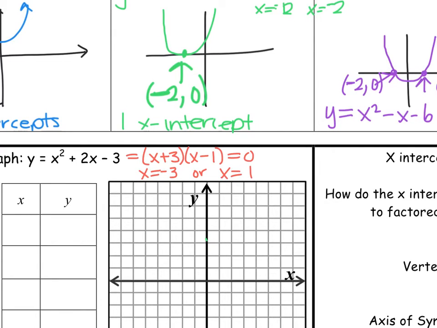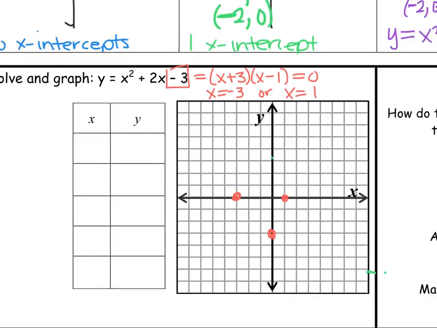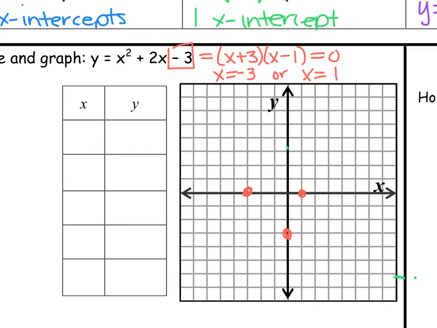So when we graph this parabola, it should cross the x-axis at negative 3, and it should cross the x-axis at positive 1. So I'm just going to put points there. It should cross right here at negative 3 and at positive 1, and we already know from yesterday's lesson that it has a y-intercept of negative 3. So we're going to go ahead and fill out this chart, and the numbers I picked for x were negative 3, negative 1, 0, 1, and positive 3.